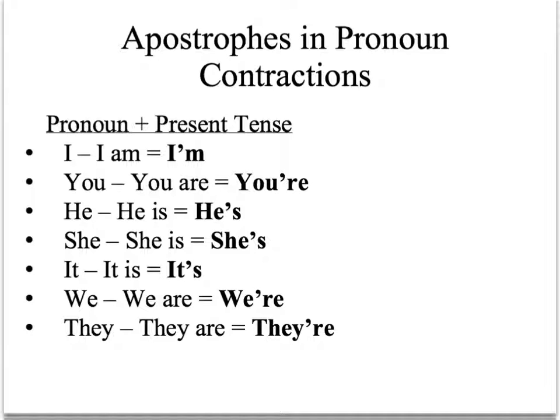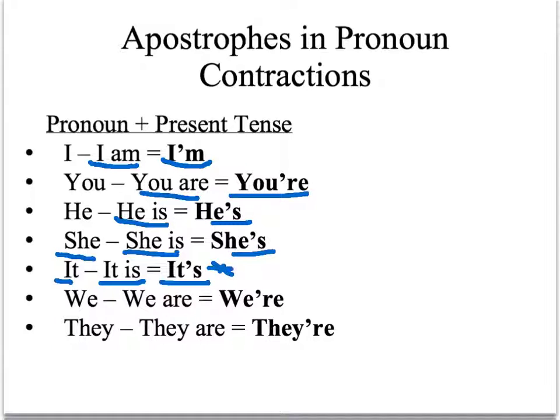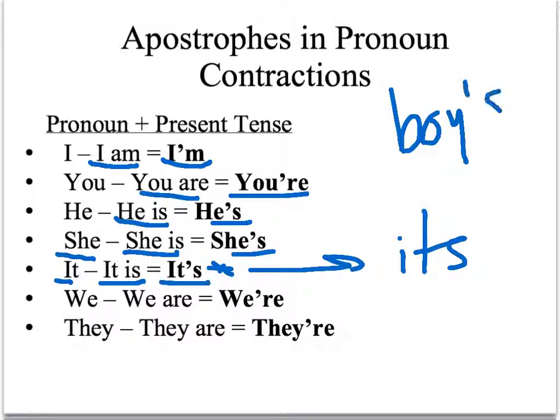The first one is for I. If you want to say I am, you'll say I'm. For you are, you're. He is, he's. She is, she's. It is, it's. Now this is a little bit of a tricky one because when you get into possessive pronouns later on, it's is the possessive form. Even though we say, if you want to say the boy's toy, you would say apostrophe s. But for it's, you do not put an apostrophe for the possessive because it apostrophe s means it is.